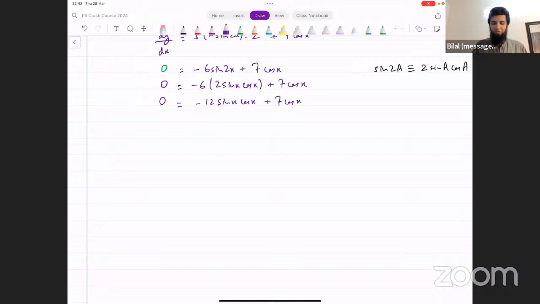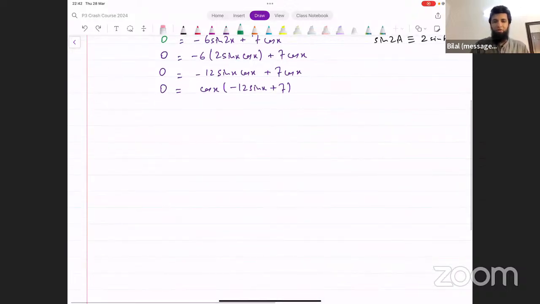Now we can take cos x common. If we take cos x common, what are we left with? Minus 12 sine x plus 7 inside the brackets, and this product equals 0. Now we have cos x multiplied by minus 12 sine x plus 7 equal to 0. That means either cos x is supposed to be equal to 0 or minus 12 sine x plus 7 is supposed to be equal to 0. So we get two equations from this: either cos x equals 0 or minus 12 sine x plus 7 equals 0, right? So these are two equations that we have.